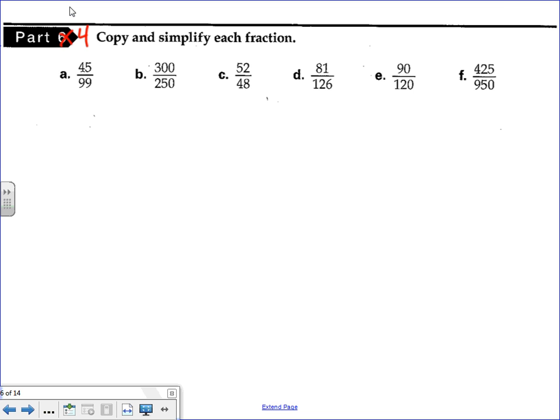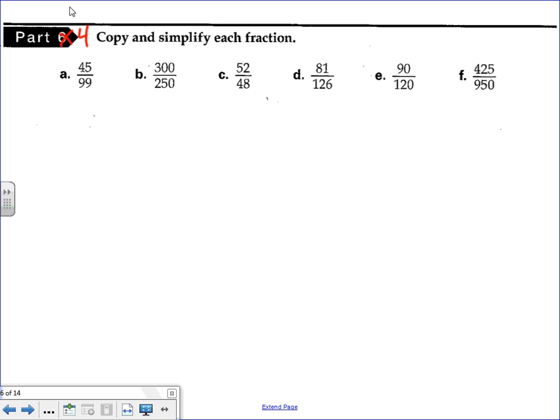Remember, when we simplify fractions, we want to use divisibility rules that we know. We know rules for the numbers 2, 3, 5, 6, 9, and 10. And again, those are specific rules that we talked about. Remember, you can also use other rules for other numbers that you know from your multiplication facts.